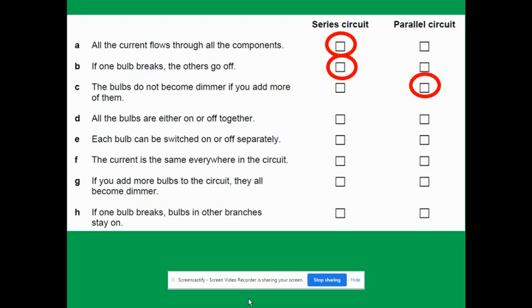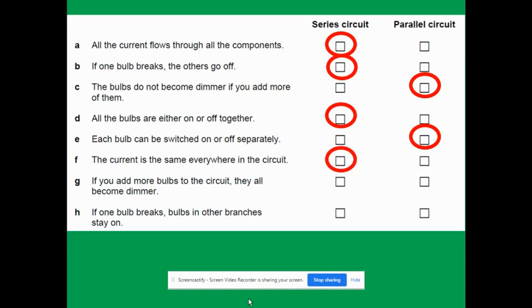All of the bulbs are either on or off together. So that tells you that if one goes off, then the others all go off with it. So that is what happens in a series circuit. Each bulb can be switched on or off separately. So that's the opposite of that previous statement. So that's a parallel circuit. The current is the same everywhere in the circuit. Well, if the current is the same everywhere, that tells you that there's only one route for the current to take. So it's a series circuit.